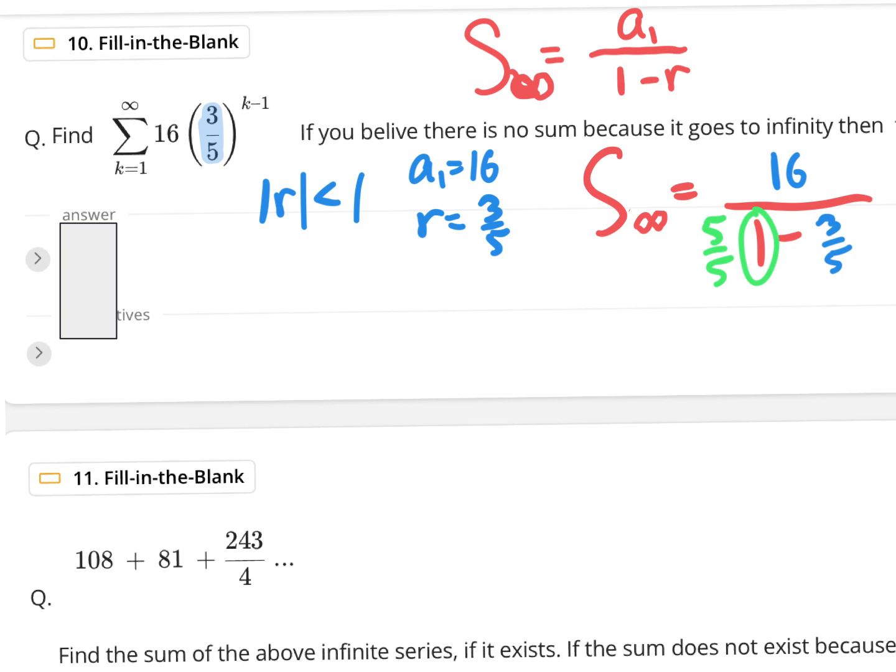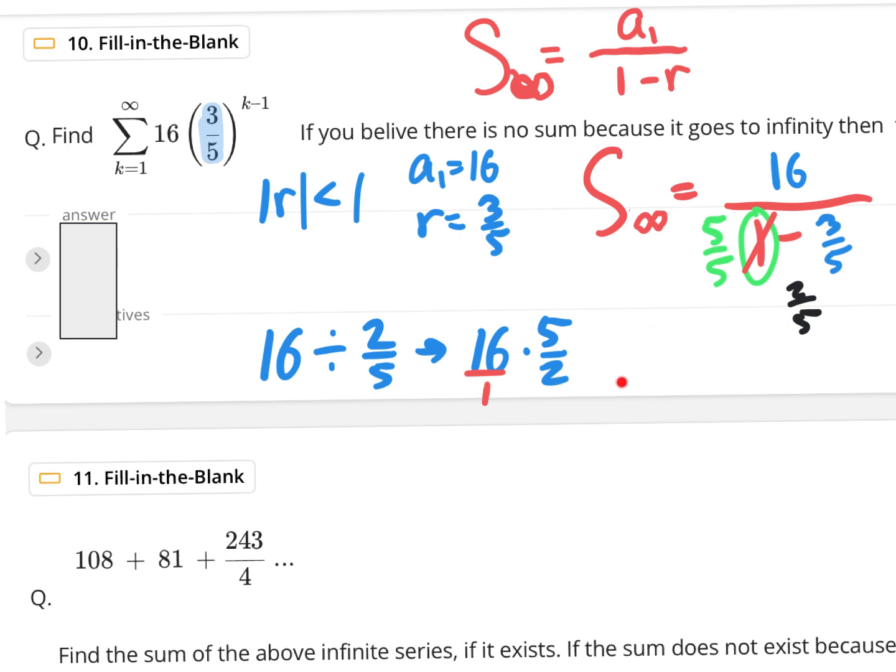Now that we have 5/5 take away 3/5, so now that we have a common denominator, we could say 5 take away 3, which is 2. Final answer is 2/5 in the denominator. So what do we really have? We have 16 divided by 2/5, which is the same thing as 16 times 5 halves, which you could multiply the top with the top and get 80, bottom with the bottom and get 2. 80 divided by 2 is 40.